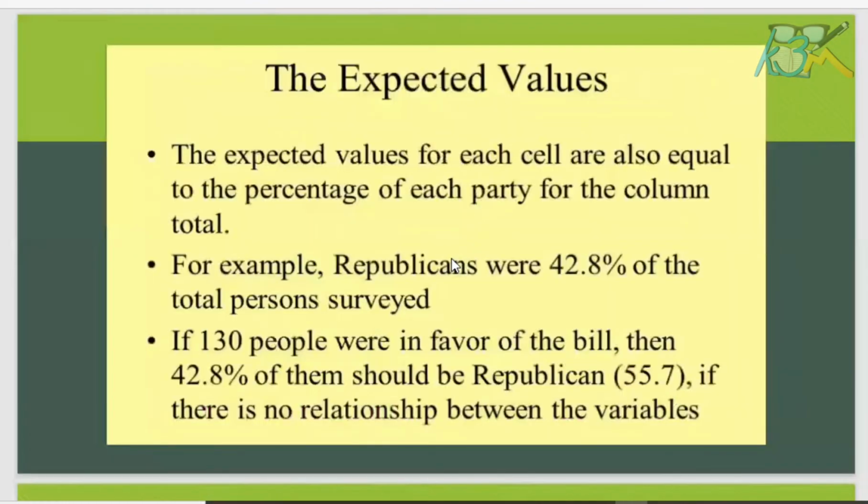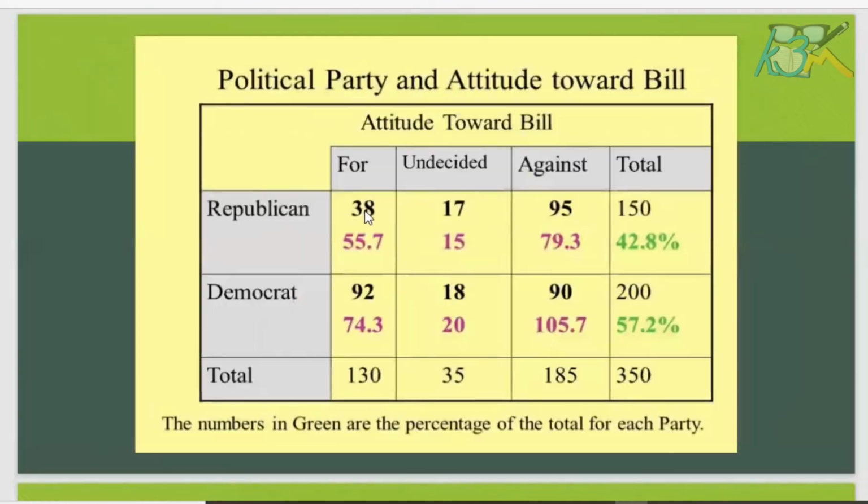So, if you look here, take a look. This is the frequency obtained: 38, 17, 95, 92, 18, and 90. And then the frequency expected: 55.7, 15, 79.3, 74.3, 20, 105.7.